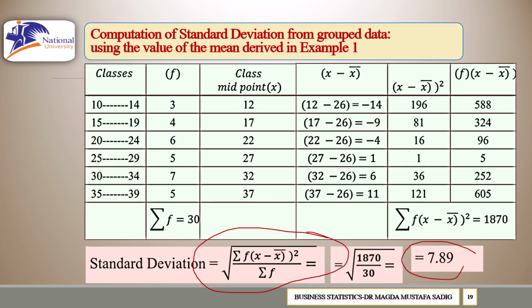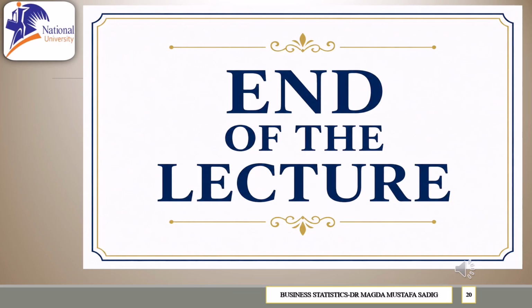So the standard deviation of approximately 7.89 tells us about the spread of the data around the mean of 26. The larger the standard deviation, the more widely the observations are dispersed around the mean. The smaller the standard deviation, the more closely the observations are concentrated around the mean.